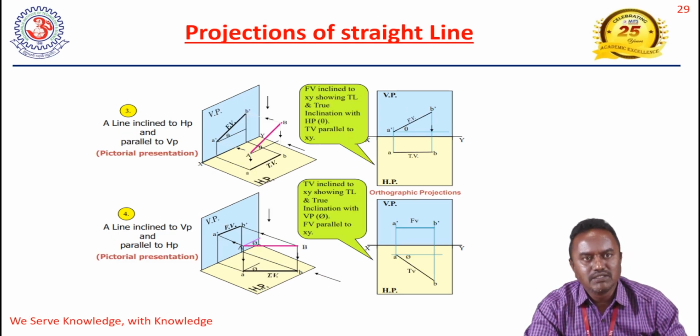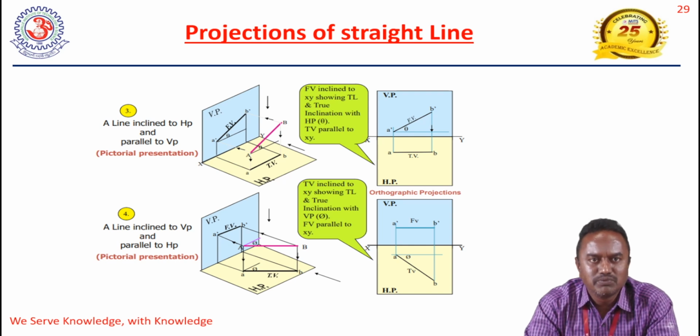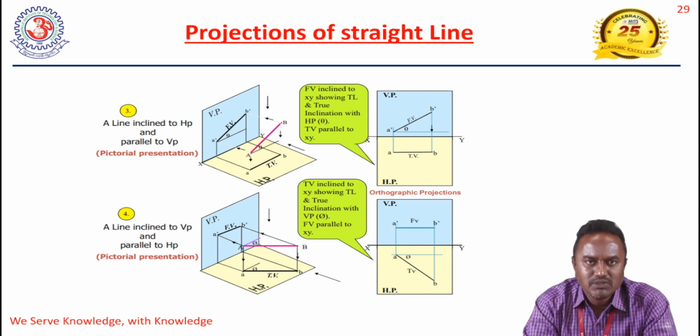Come to the next case, a line inclined to HP and parallel to VP. In this case, the front view will be the inclined line and the top view will be a line with reduced length. Because of the inclination, the true length is not visible in the top view.